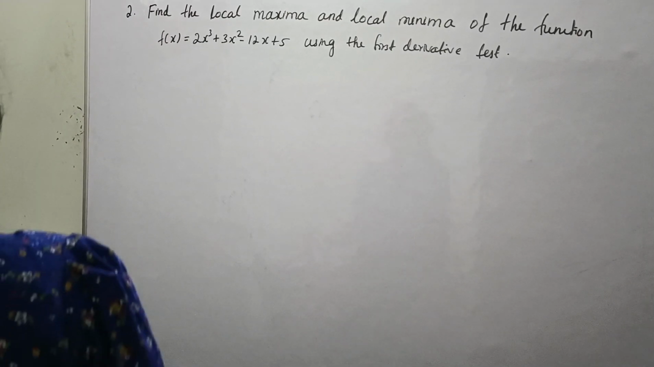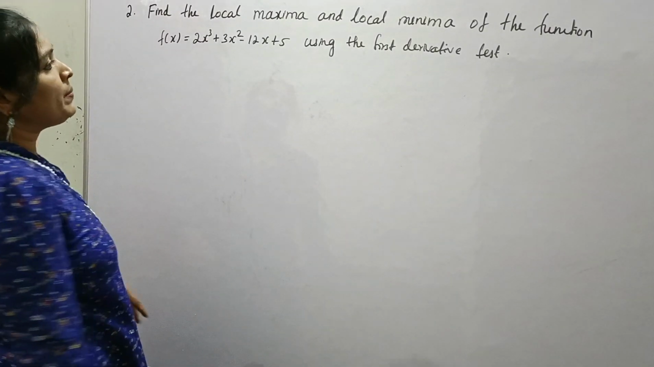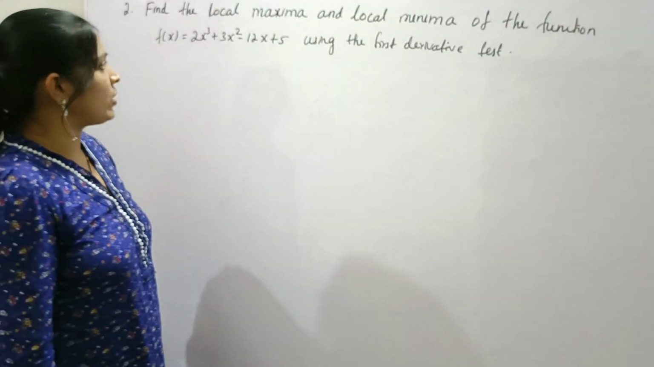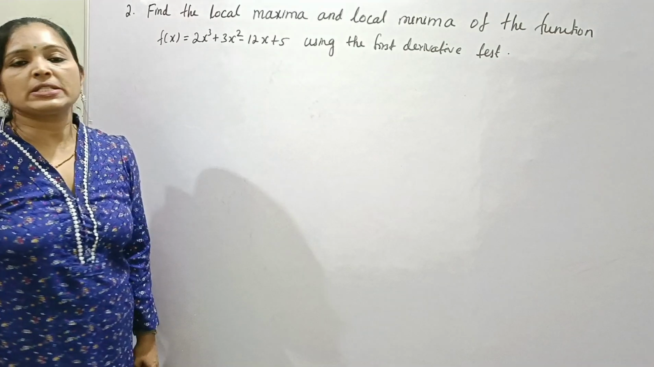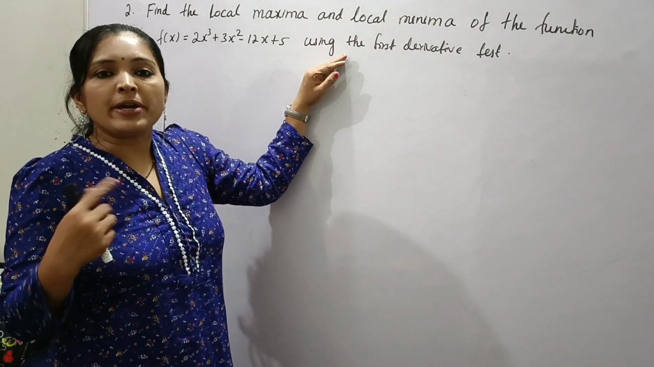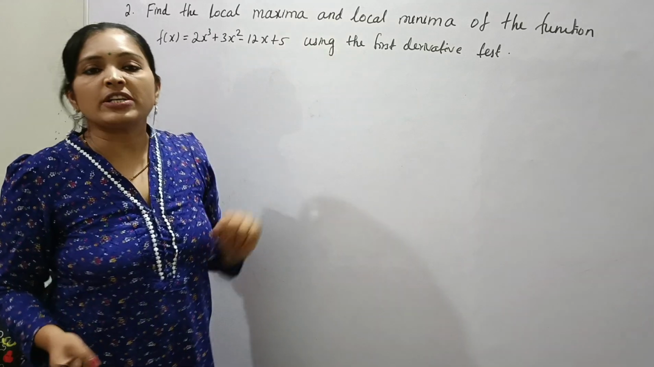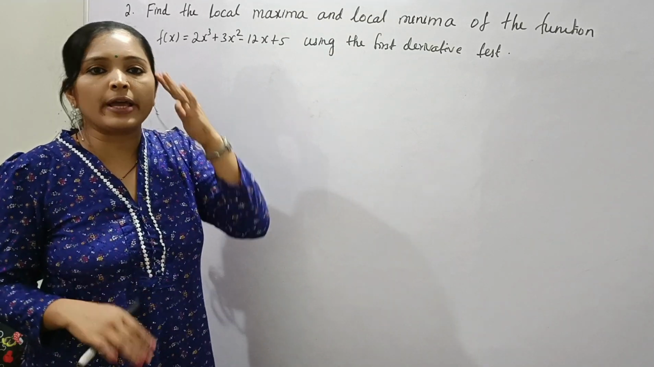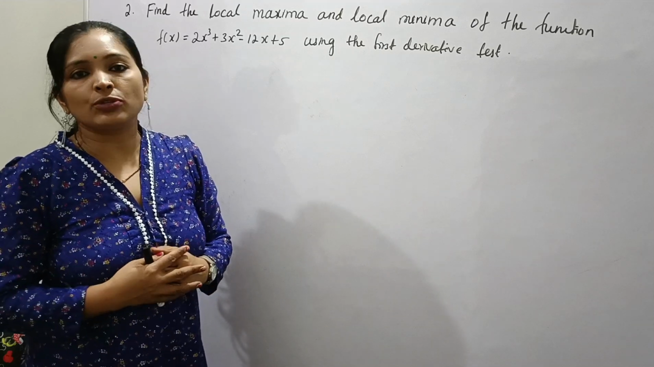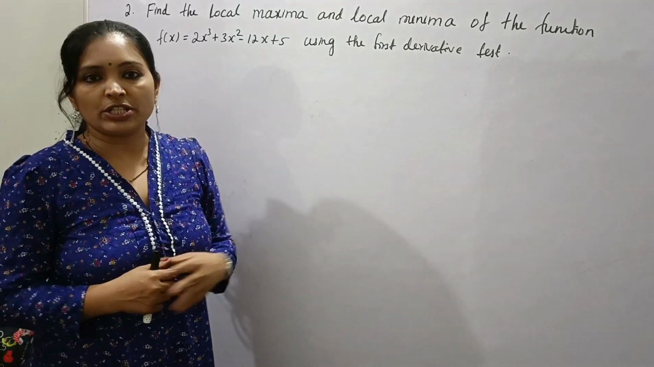Look at the next question. Find the local maxima and local minima of the function f of x is equal to 2x cube plus 3x square minus 12x plus 5 using the first derivative test. See here, if it is mentioned as using the first derivative test, you have to apply first derivative test itself. Otherwise, it is better to apply second derivative test because it is better than first derivative test.